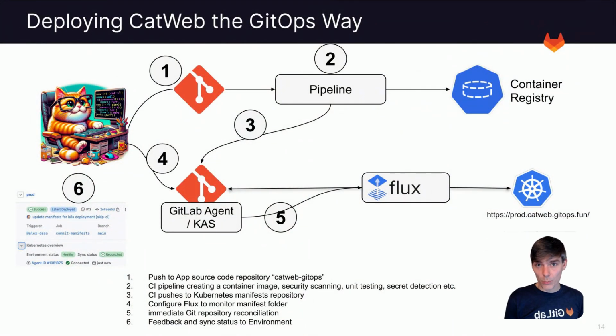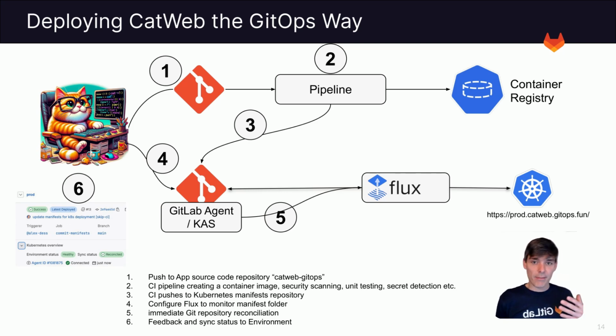So, quickly recap what we've done. We deployed this CatWeb application the GitOps way, and let's have a look at how exactly that worked. We pushed some application code, which changed some color, into the CatWeb GitOps repository. Then our CI pipeline ran, it executed security scanning, unit testing and secret detection, and pushed our container image to the internal GitLab container registry. Then it was as well pushing the manifest files which have been created for the updated application to our application repository, or folder in our case.